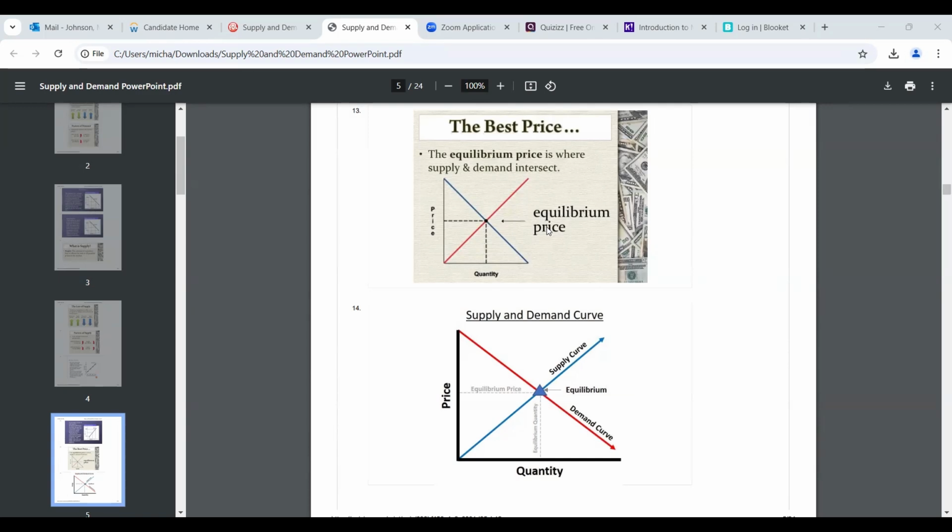So the whole key is the buyer wants to pay as little as possible. The seller wants to make as much as possible. So the buyer wants to pay the lowest price possible while the seller wants to charge the highest price possible. So it makes sense because if you're the seller, you want to make the most money possible, while if you're the buyer, you want to pay the least money possible. So you have opposite interests, and then you have to negotiate to meet in the middle. So then they meet in the middle at the equilibrium point, and that's why the equilibrium point is very important.